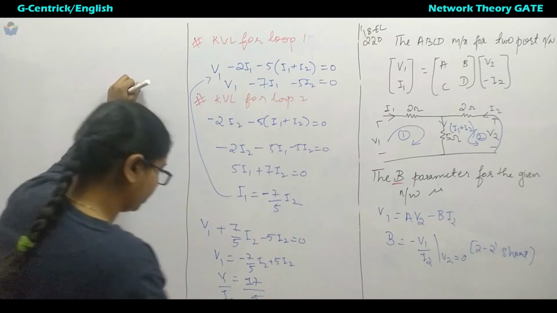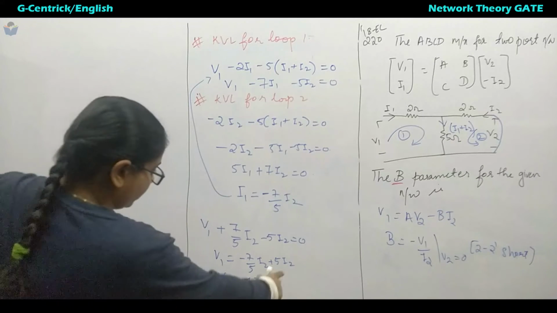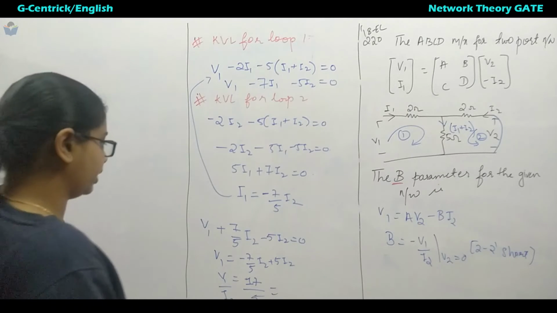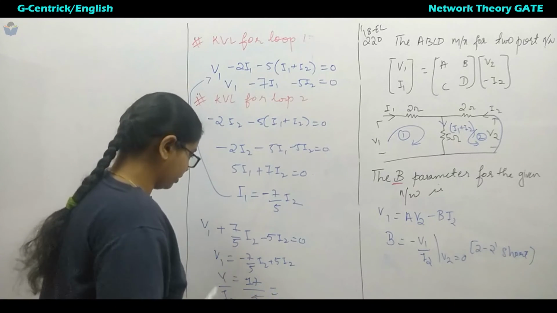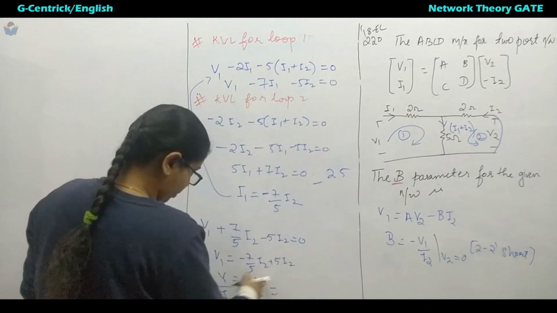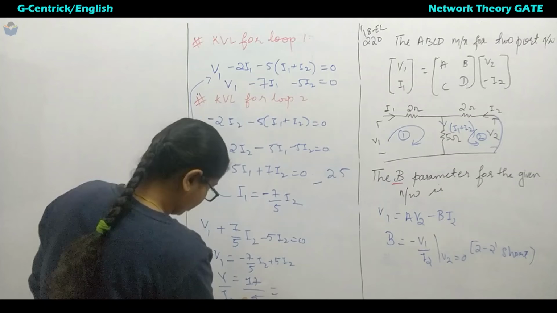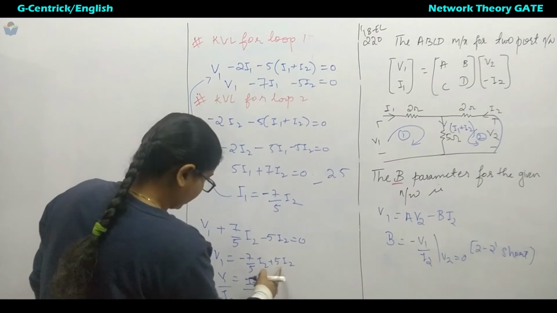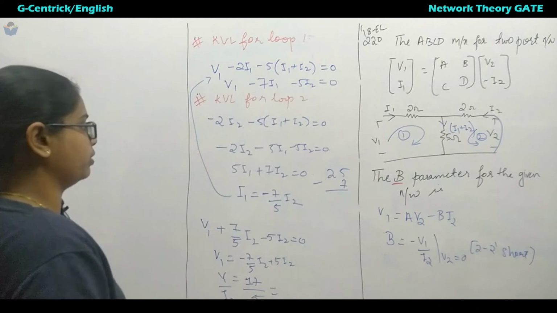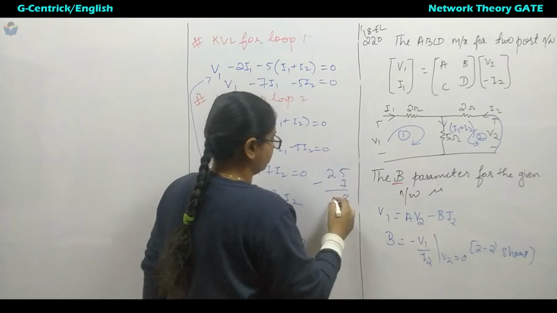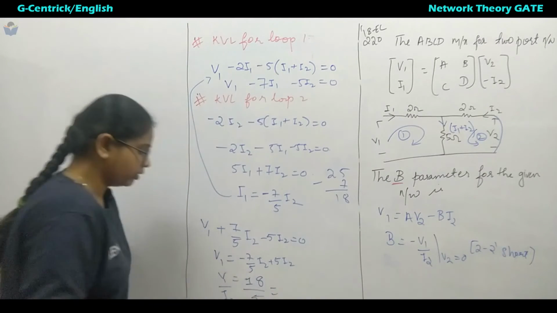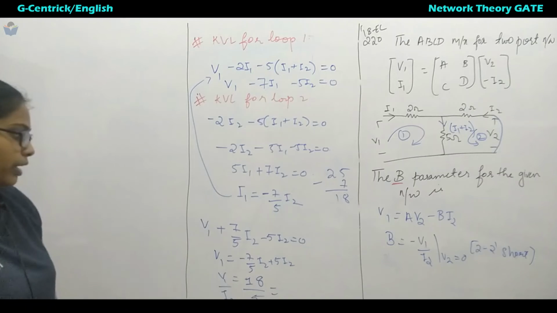I think it will be approximately 5 fives are 25. 25 minus 7, 8, 9, 10, 11, 12, 13, 14. How much will it be? The LCM is 5, 5 fives are 25. Then you have to subtract 7 from this, so it will be 18 upon 5.